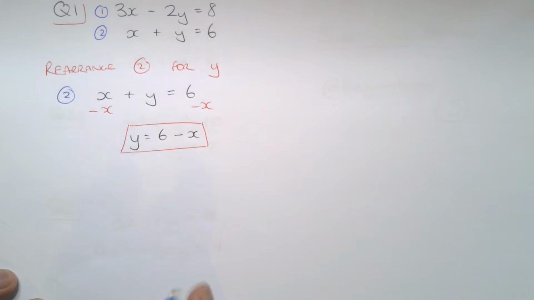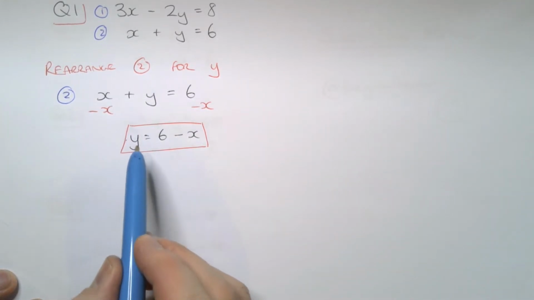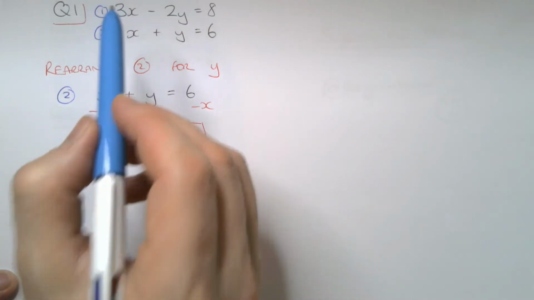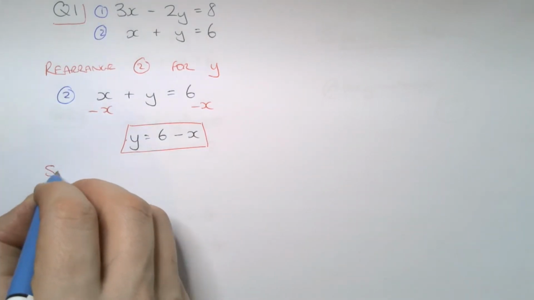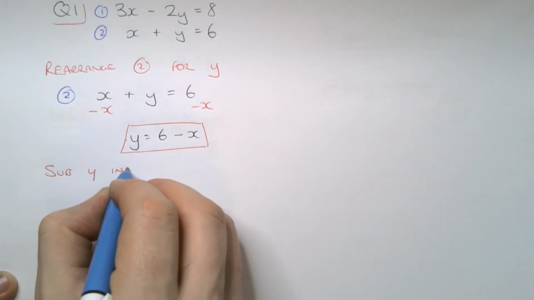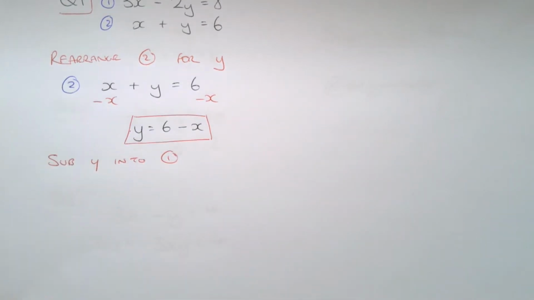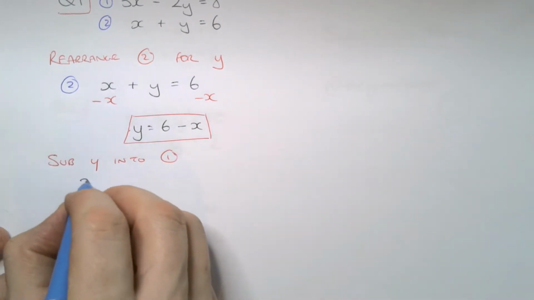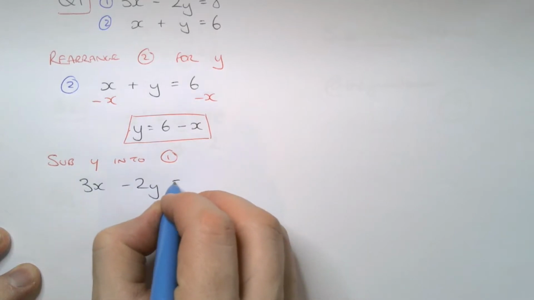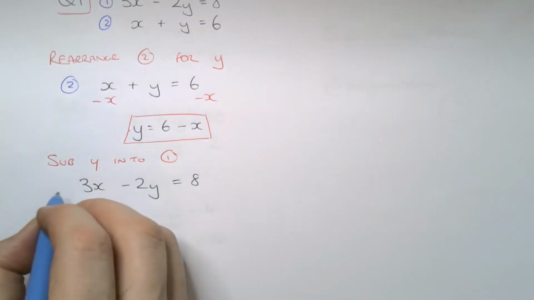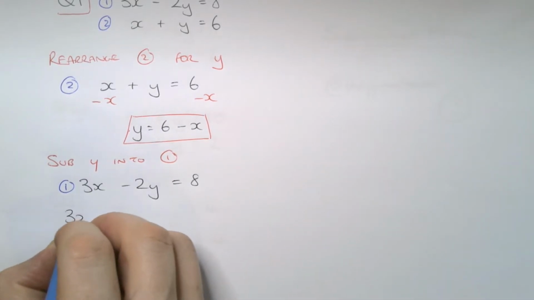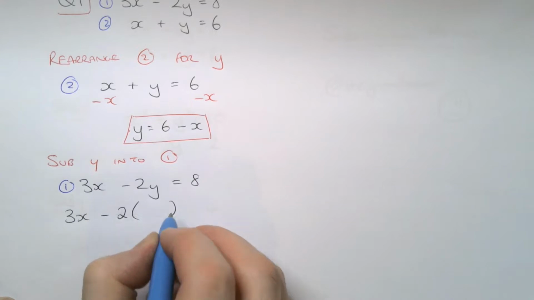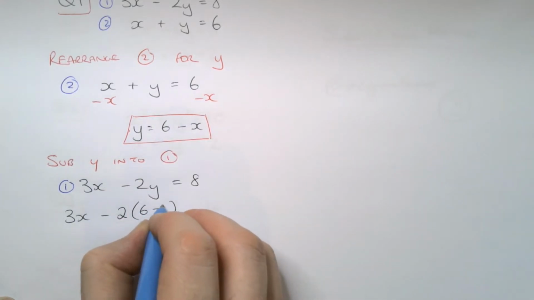Now that I've done that, I'm going to sub, hence the name substitution method, y into the other equation. If I rearrange the second equation, I have to sub into the first equation. So I'm going to sub y into equation 1. That's 3x minus 2y equals 8, and I'm going to replace the y with 6 minus x. So 3x minus 2, and replace the letter y with what we just found, 6 minus x.